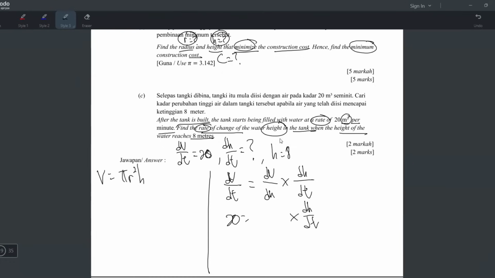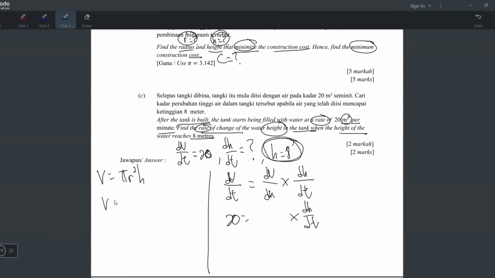Okay, dia ada bagi H8 sini. Tapi H8 ni you jangan ganti ya. You jangan ganti. This H8 you know what is it for? Ini untuk you ganti after you differentiate. Yang H8 ni is like lepas you differentiate baru you ganti. Bukan ganti sekarang. You jangan ganti sekarang.